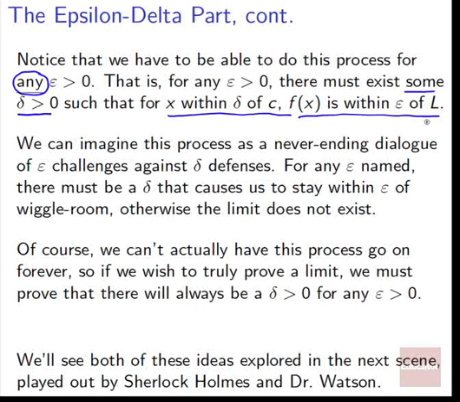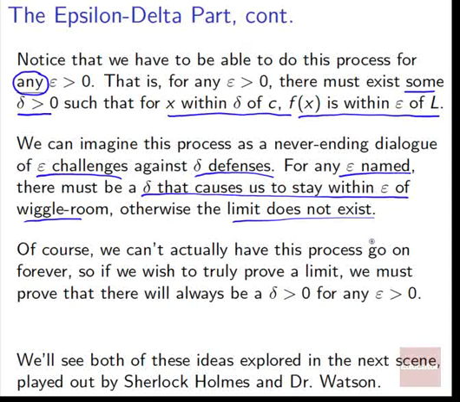We can imagine this process as a never-ending dialogue of epsilon challenges against delta defenses. Someone says, is it possible to stay within this distance of our L? And we say, yeah, as long as we're within this distance of our c. And then they say, okay, is it possible to stay within this epsilon of our L? We say, yeah, as long as we're within delta distance of c. So some epsilon gets named. For any epsilon named, there has to be a delta that will cause us to stay within epsilon of wiggle room, within epsilon away from that L. Otherwise, if we can't do this, then the limit does not exist. But if we can do it forever and ever, then that means that the limit does exist. If for any epsilon that gets named, there's always a delta, then the limit does exist.